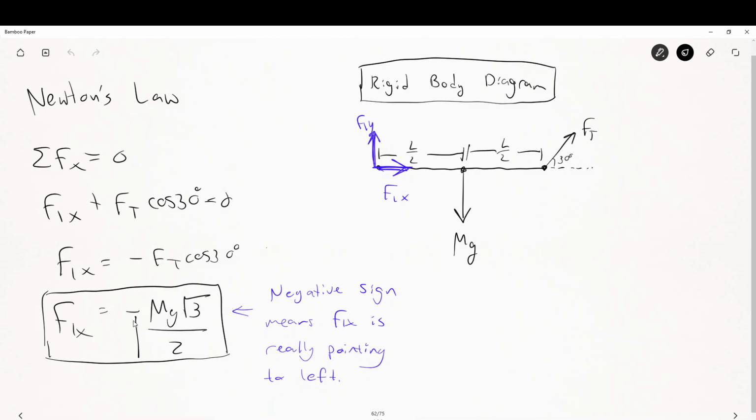Now notice it's negative, and what that means is that in reality, that force isn't pointing to the right, it's actually pointing to the left, like this. Whenever you get a negative when you solve for a force, that always just means it points opposite to the direction that you thought.